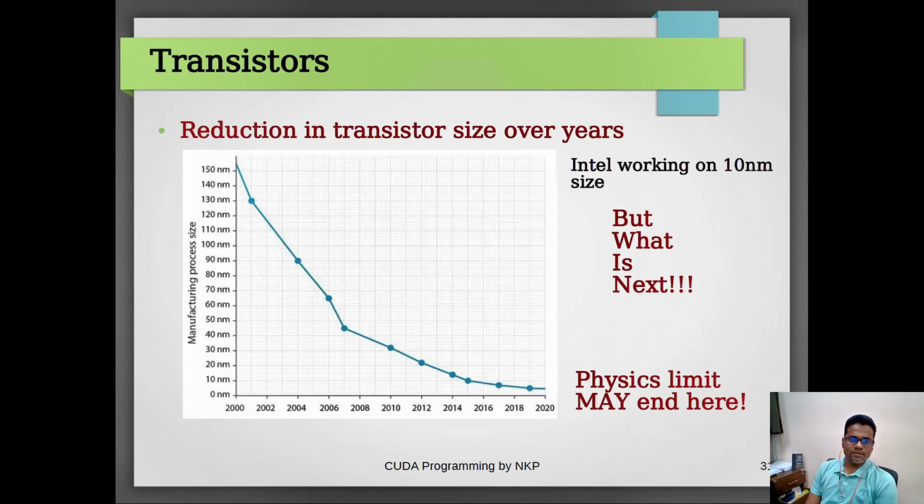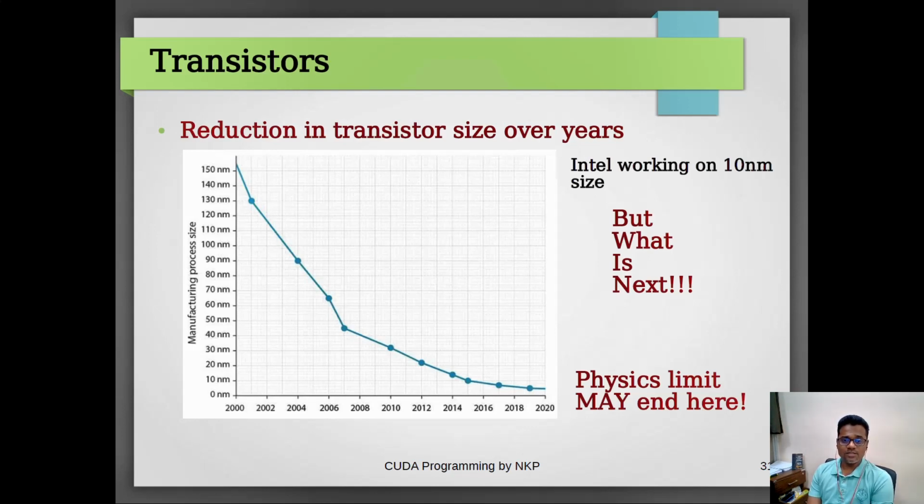So on this graph, since 2000, initially the size of the transistor was around 150 nanometer. Later on, the size is reduced drastically from 150 nanometer to around 5 nanometer nowadays. So the size is reduced, but what is next? Maybe in future I can expect the size of a transistor around 3 nanometer, 2 nanometer, 1 nanometer and so on. But what's next?